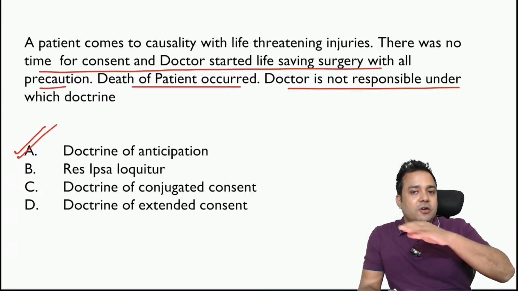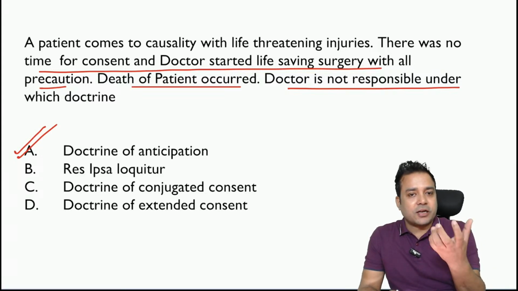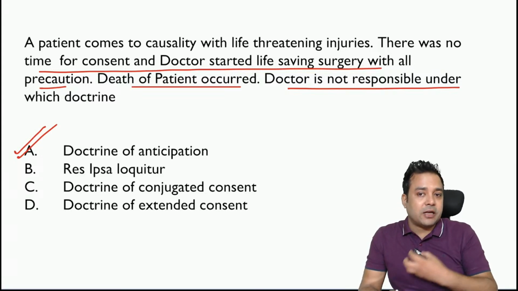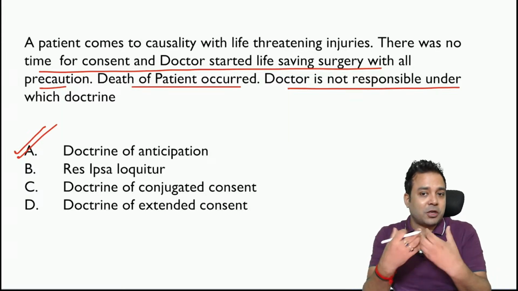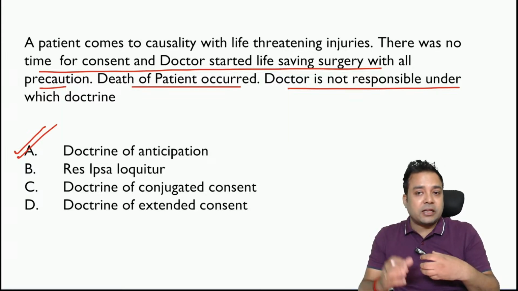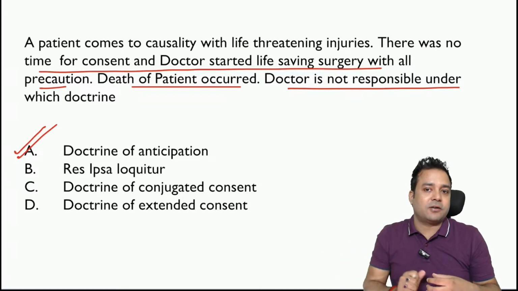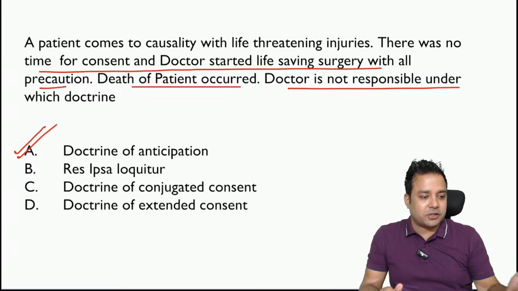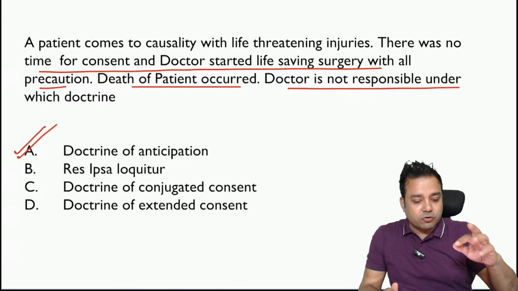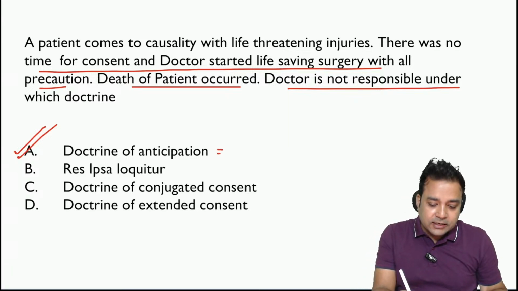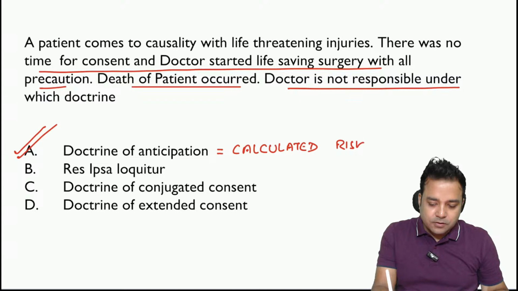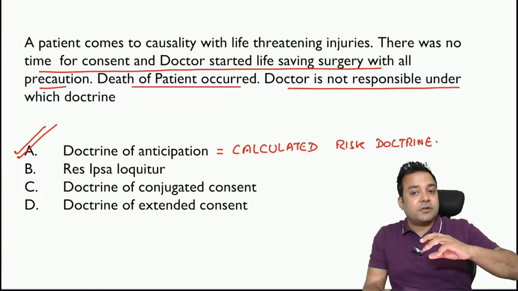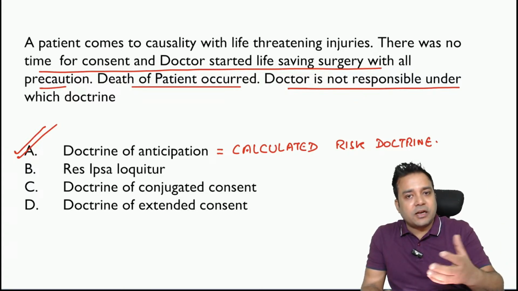Res ipsa loquitur is not a defense for the doctor. What does res ipsa loquitur mean? Whenever obvious fault has been done by the doctor, the facts of the case speak for the patient. Now the courts will tell the doctor to prove that you are innocent because the facts of the case speak for the patient. So here the answer goes with doctrine of anticipation, also called calculated risk doctrine. So this is mainly to cover even rare risk involved with a life-saving procedure.